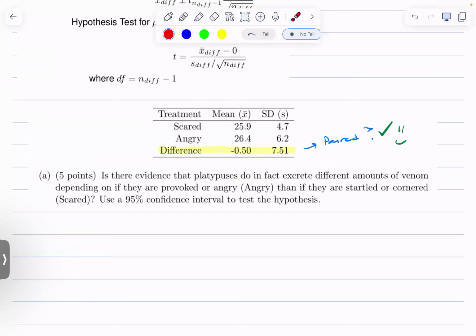So for part A, is there evidence that platypuses do in fact excrete different amounts of venom depending on if they're angry or if they're scared? Use a 95% confidence interval to test the hypothesis, kind of a mashup. Usually I just say construct a 95% confidence interval, and then you have to construct it and interpret it. But now I'm making you take the extra step and say, okay, can I use a confidence interval to test a hypothesis? Yes, you can.